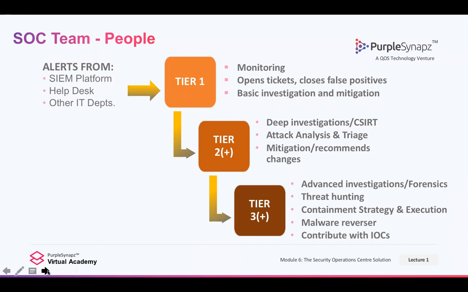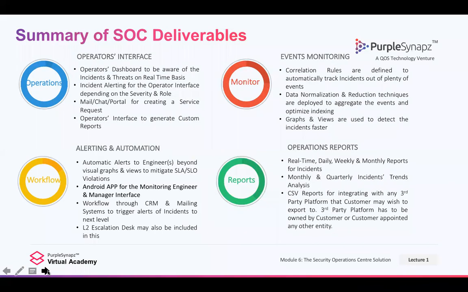Then the tier 3 are more advanced people. They may have reverse malware capabilities, and they might also be the people who are contributing to the world in the form of IOCs, because a typical L3 engineer might have 7 to 10 years in the cybersecurity space. They are part of the containment strategy and execution once an epidemic kind of situation happens. So all this is the different levels of people who are there.